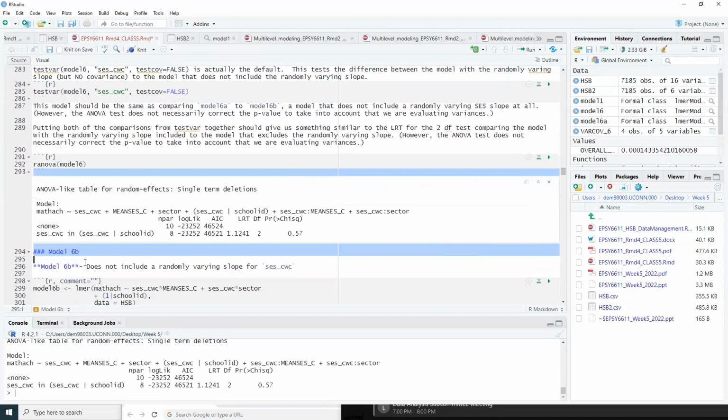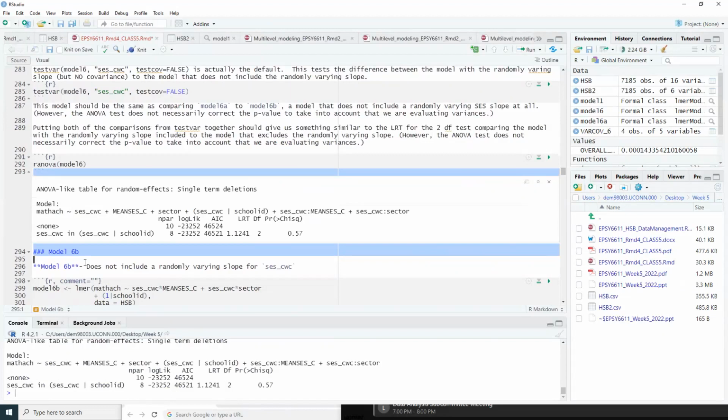So far, so good. So model 6B. If I want to run model 6, I really just got a comparison of model 6 and 6B here. 6B, I said, was the one that doesn't have a randomly varying slope at all. No slope, no covariance. And when I run this RENOVA on model 6, it gives me a comparison between 6 and 6B.